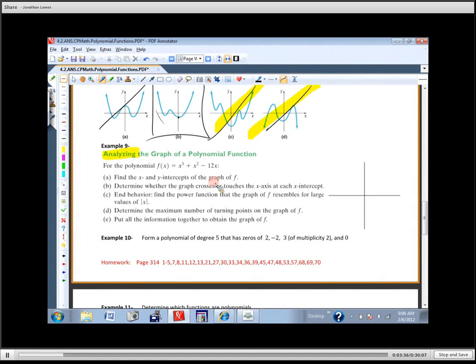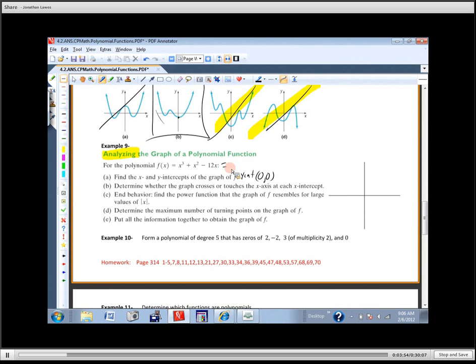Let's see, what's the easiest intercept to find? The x or the y? The y is, because you can just look at it and you can plug it in. What is the y-intercept on this one? Okay, it's going to be 0. So the y-intercept is going to be 0. So it's going to go through 0, 0.